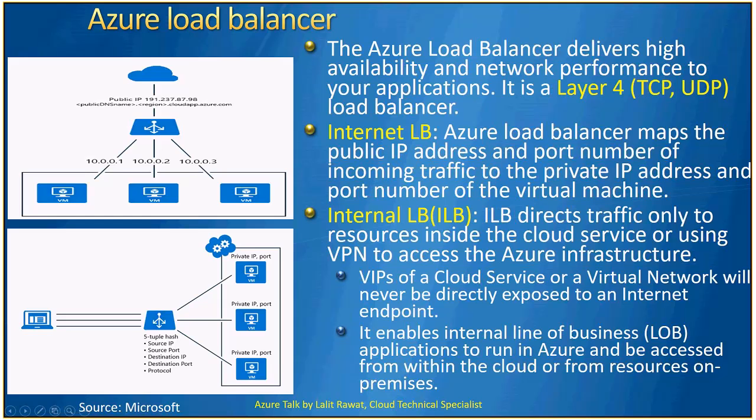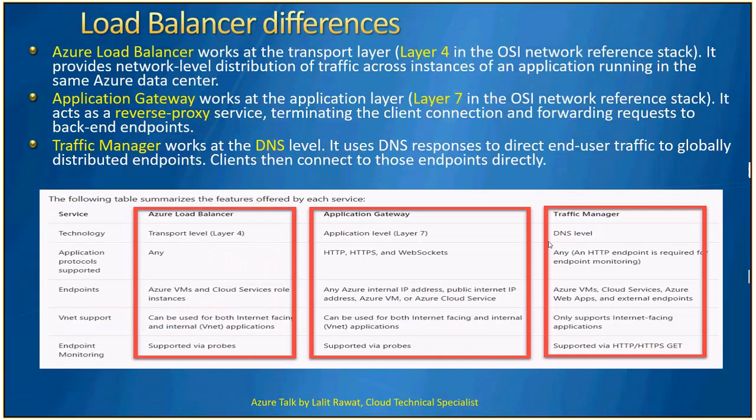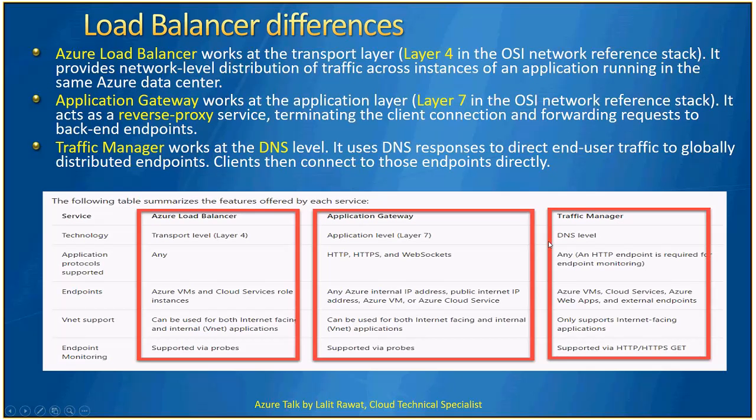So maybe let me add something to it. We talked about Azure Traffic Manager, the application gateway, and Azure Load Balancer. Azure Load Balancer is at layer 4, whereas application gateway is layer 7. I think we have a next slide where we talk about the differences between all these three components. But to understand, you can have an internal load balancer and an internet load balancer.